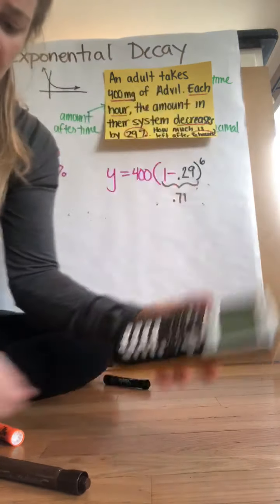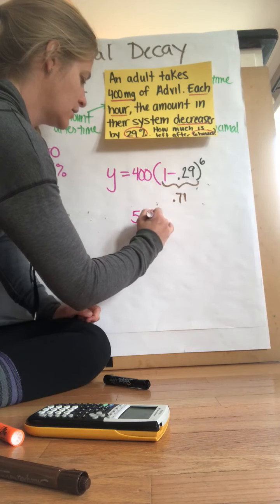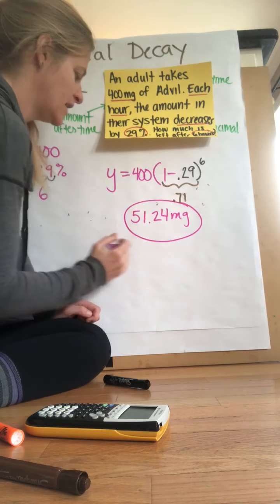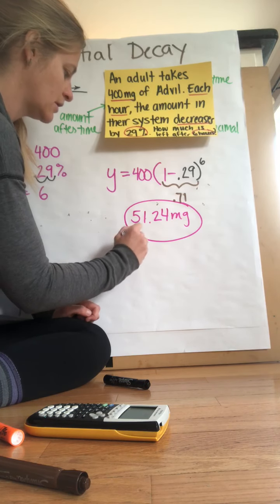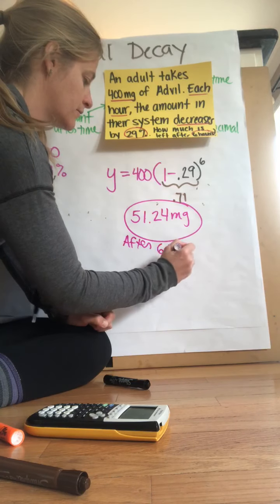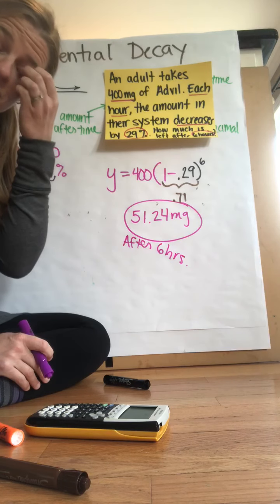So we get 51.24. There are 51.24 milligrams of Advil left after 6 hours. 51.24 milligrams left after 6 hours.